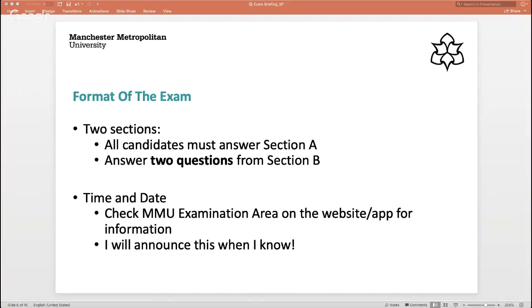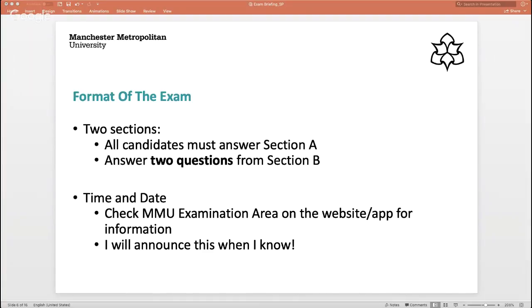What you don't know at the moment from the exam is the time and the date, but this will be in the exam period, which starts on the 29th of April and runs throughout the rest of April and May. What you will need to do is check on your application and on the MMU area on the website, the exam area. Once the exam timetable is finalised, it will show your personalised timetable. But also, as soon as I know the exact room, the exact time, and where your exam is and when it's going to be, I will obviously announce this to you as well.